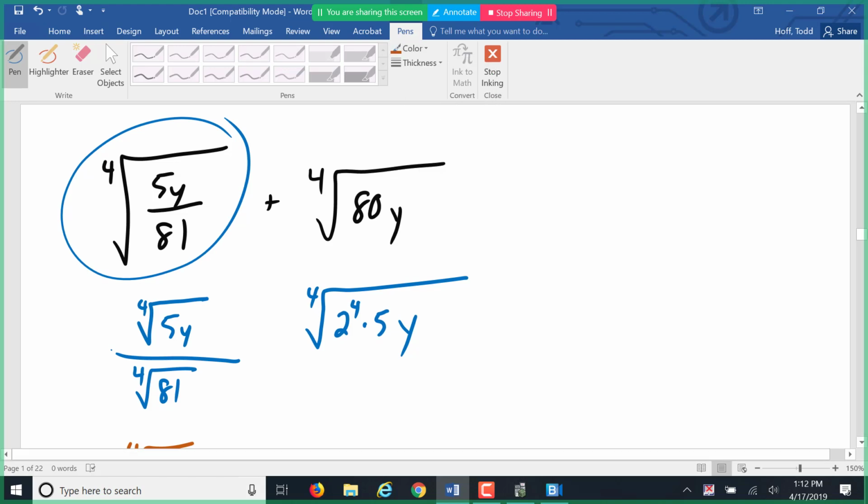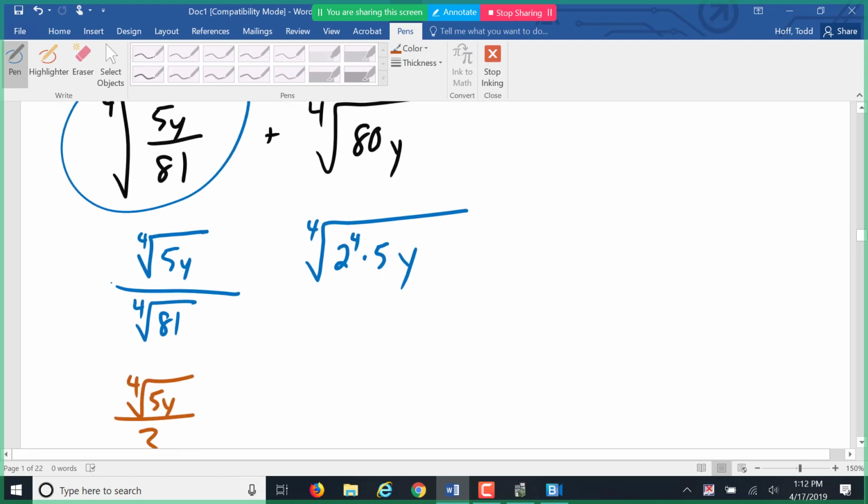Which means I can pull out a 2. It's got a power of 4, and this is a 4th root. So that leaves me with 2 to the 1st. Nothing inside, the 2's are gone. I used them up. So it's 2 times the 4th root of 5y.